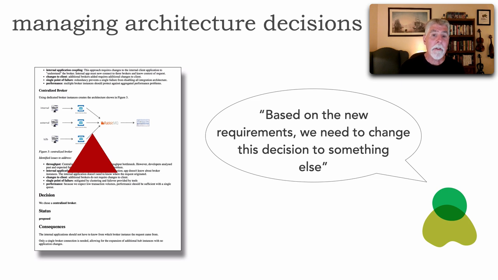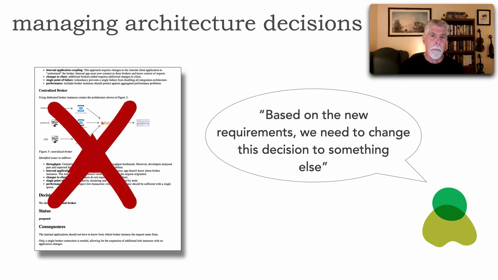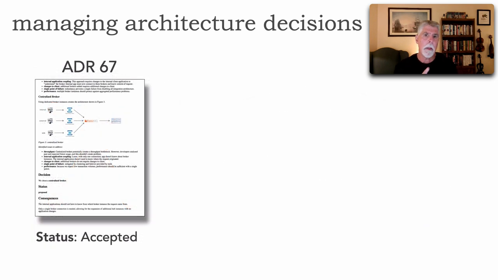Typically, we don't do that. Because you see, the problem is if I change a decision, then two things occur. First, I don't have the history of that prior decision. And secondly, people are familiar with the fact that ADR 67, let's say, was this particular decision. And now the decision completely changes. So here's typically the process that happens for changes that occur.